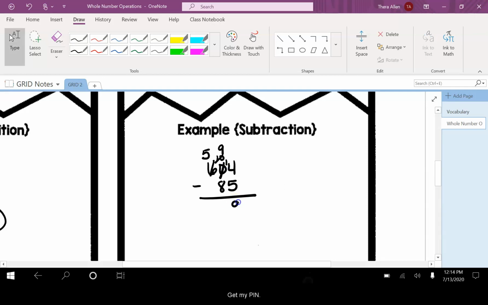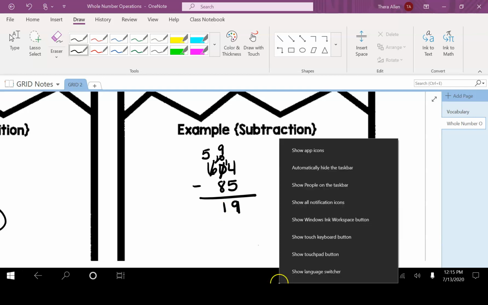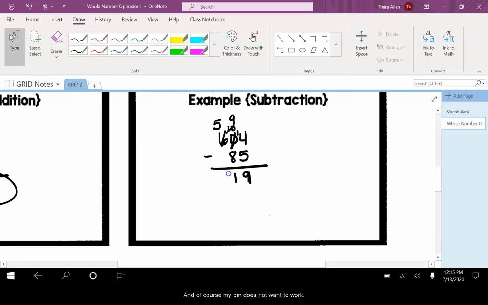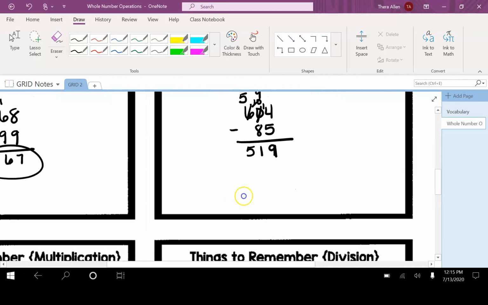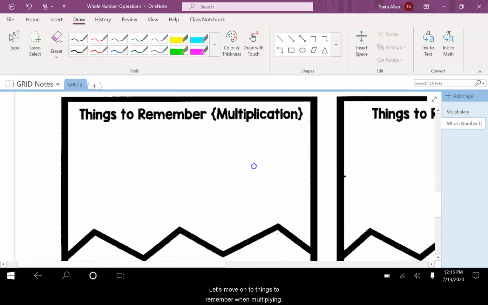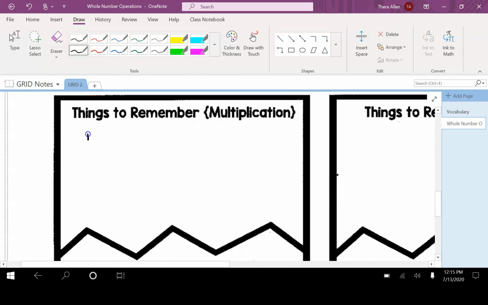If I can get my pen. 9. 9 minus 8 is 1. 5 minus nothing is 5. And of course, my pen does not want to work. Here we go, 5. Let's move on to things to remember when multiplying.